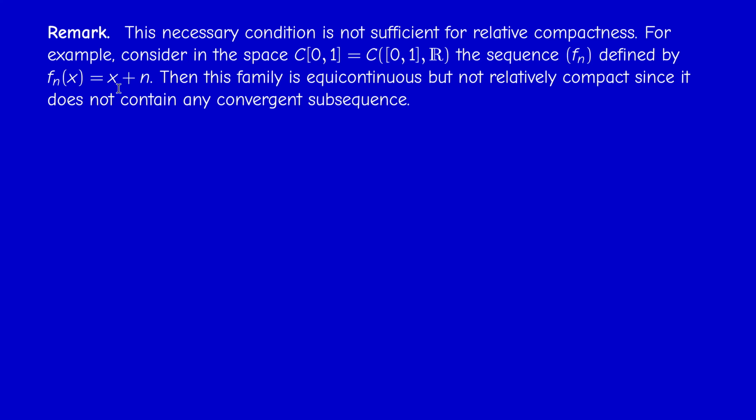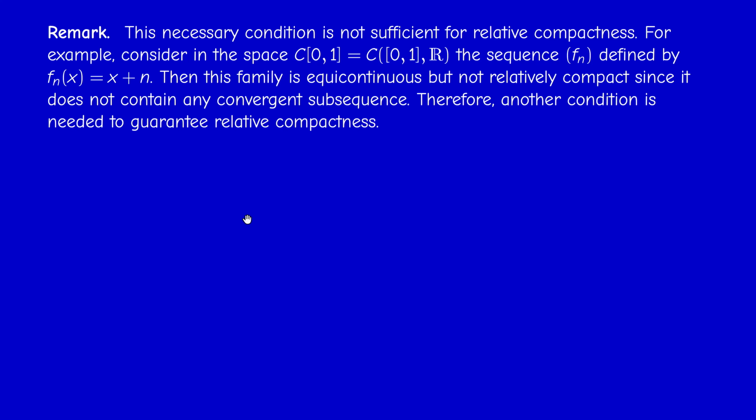Because fn(x) minus fn(y), the n cancels, so we are left with x minus y. So it's Lipschitz equicontinuous if you like. We can take alpha equal epsilon, as we may easily check. So this family is equicontinuous, but it's not relatively compact because it doesn't contain any convergent subsequence. No matter what subsequence nk you choose, you get fnk(x) equal x plus nk, and this cannot converge; it tends to infinity. So it's not convergent to any continuous function. This means that equicontinuity is only necessary, and we need another condition to guarantee relative compactness.